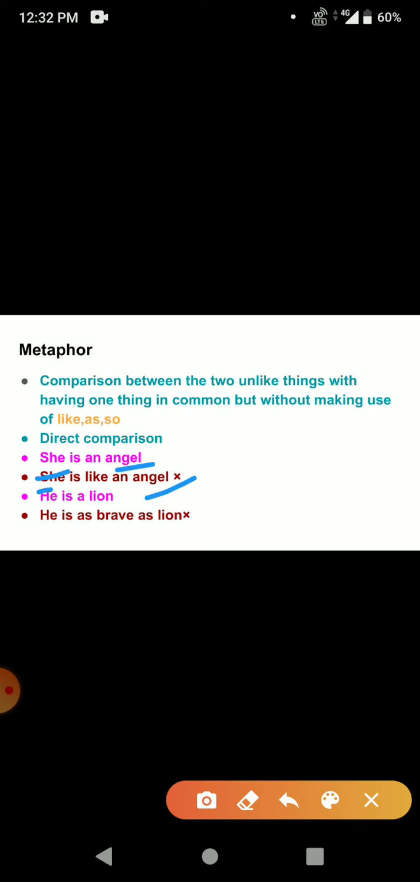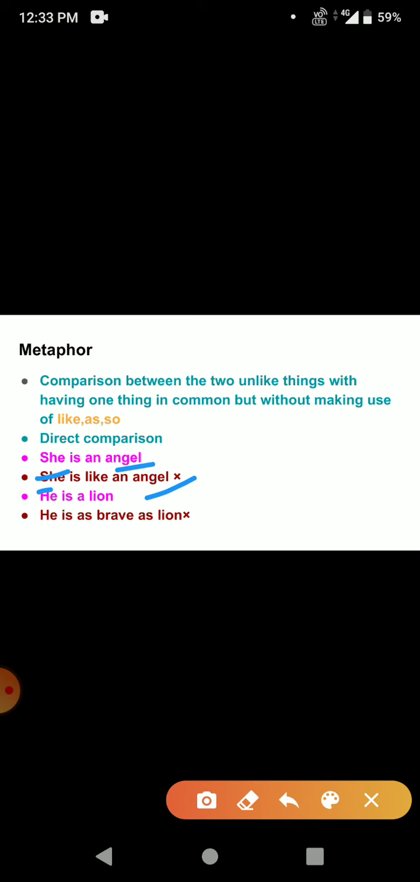Comparison is in terms of beauty, but in the first sentence, just see, she is an angel, and in the second sentence, she is like an angel. In the second sentence, we have used the word "like", which we make use of in simile. So he is as brave as a lion. He is a lion. So comparison is made in terms of bravery here. So comparison is made between two unlike things with one thing in common. In the first sentence, beauty is being compared. In the second sentence, bravery is being compared.